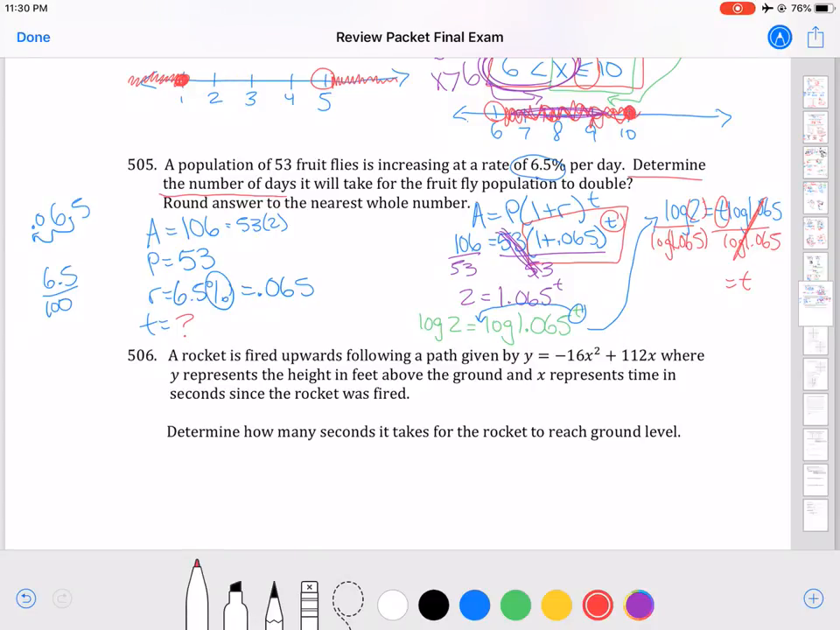Okay, when you do the log of 2 divided by the log of 1.065, you should get 11.006739. Sorry about that. It seemed wrong for sure. Okay, but then when I round that to the nearest whole number, like the directions say, it ends up taking 11 days for the fruit fly population to double. Sorry about that. I'll have to fix my key. Must have just hit the wrong key at some point.